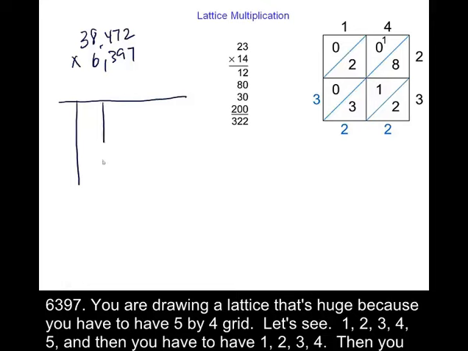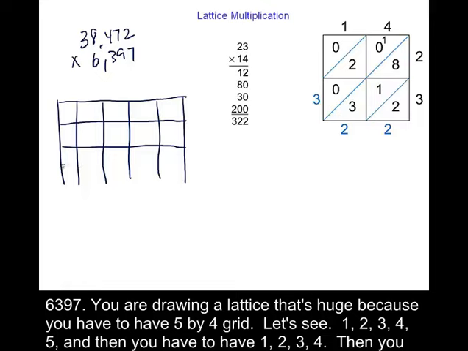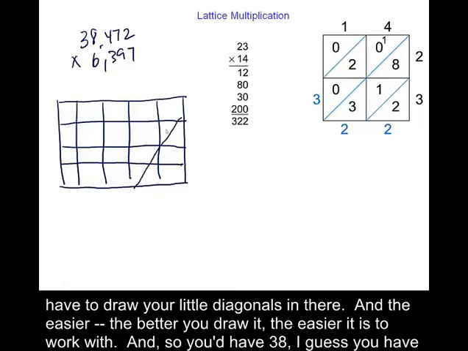Let's see. 1, 2, 3, 4, 5, and then you have to have 1, 2, 3, 4, and you have to draw your little diagonals in there. And the better you draw it, the easier it is to work with. And so you'd have 3, 8. Oh, I guess you have to keep going.